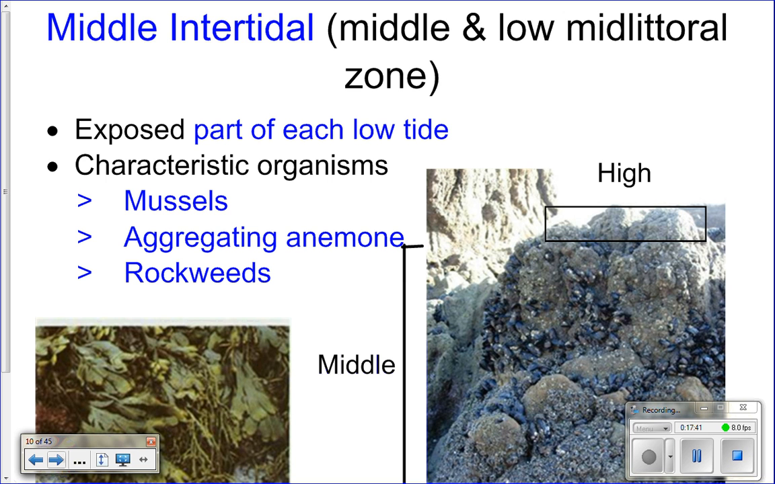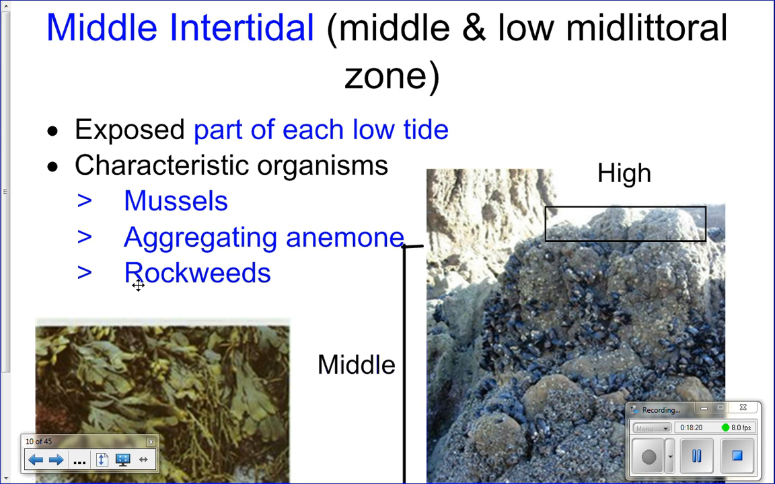The middle intertidal zone. The middle intertidal zone is only exposed to the air for part of each low tide. It's exposed after the high intertidal, and it gets covered before the high intertidal. Types of things that you find here: mussels, aggregating anemones, and rockweed. Rockweed is this algae right here. So this picture on the right is trying to show you the actual bands. It's hard on the smart board. It's more obvious on my computer.